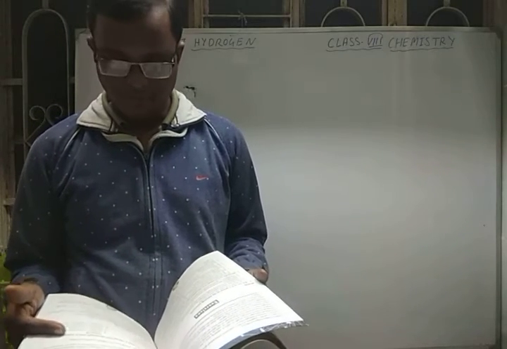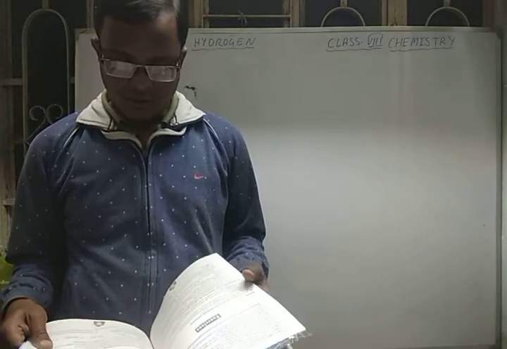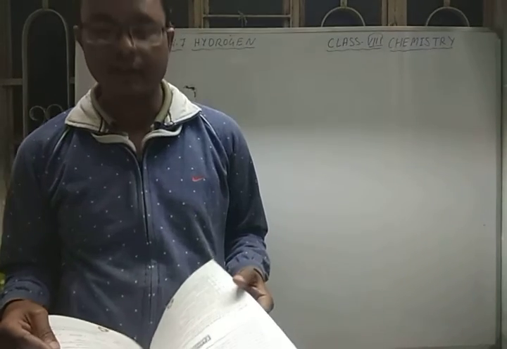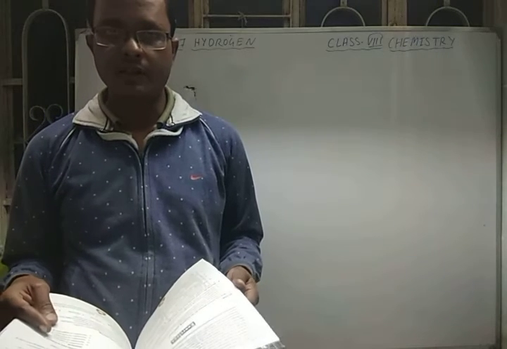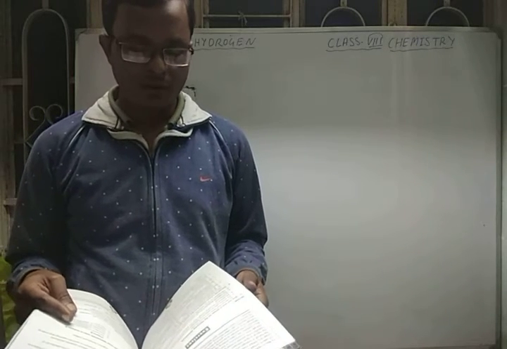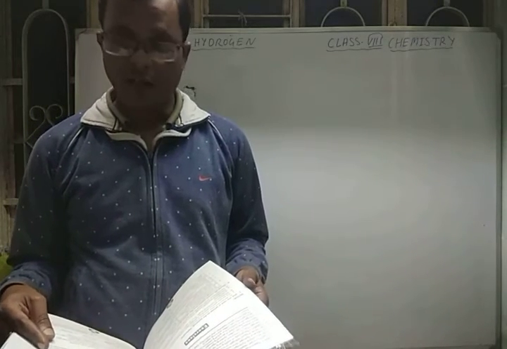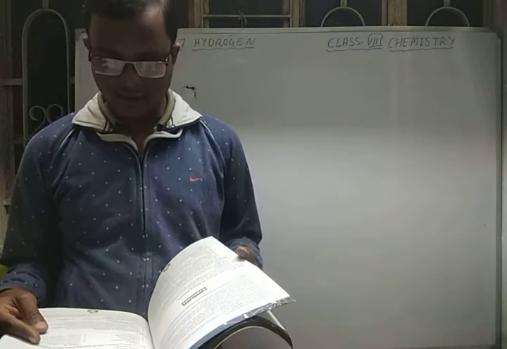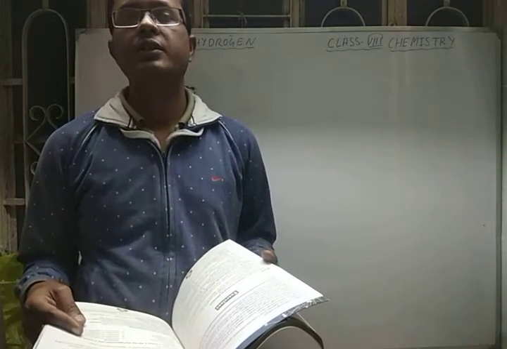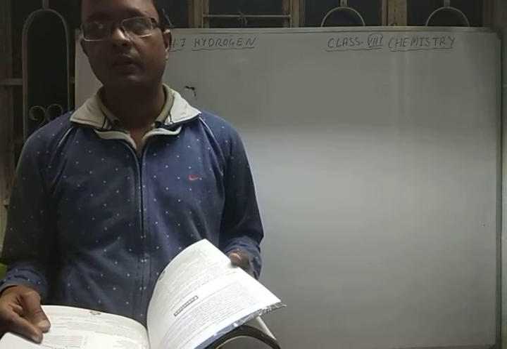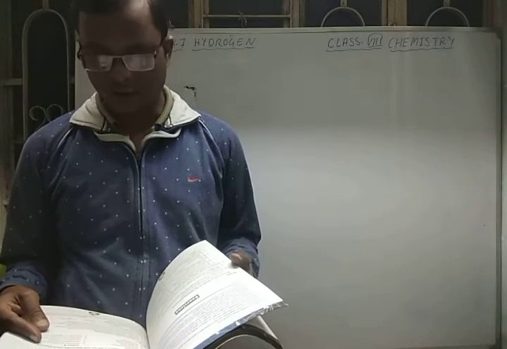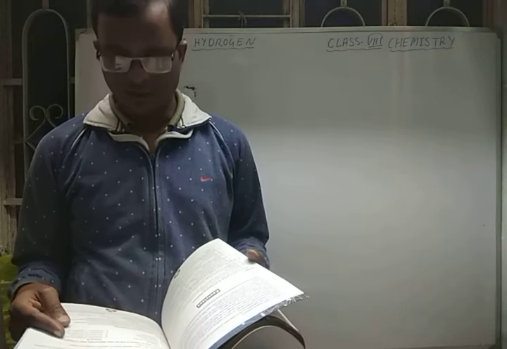Electrodes are the terminals through which electricity is passed through the electrolyte. Now distinguish between the following: oxidizing and reducing agent. The substance which helps in the removal of hydrogen or the addition of oxygen is called an oxidizing agent, and the substance which helps in the addition of hydrogen or removal of oxygen is called a reducing agent.